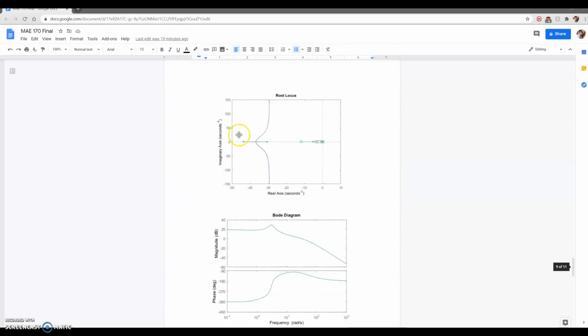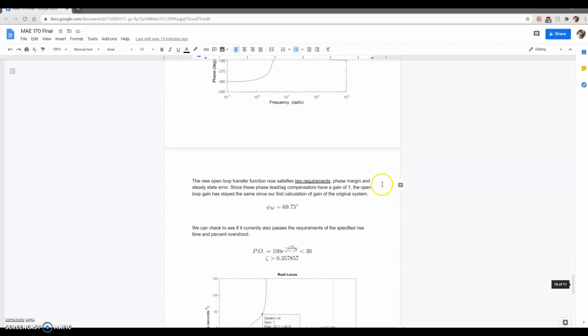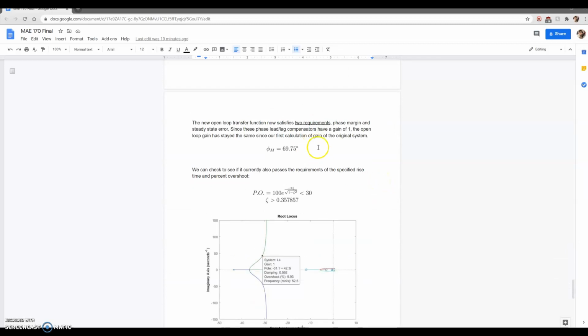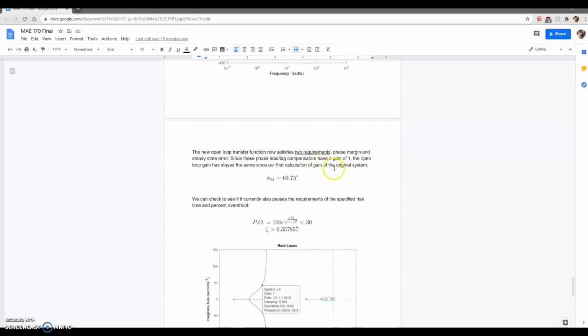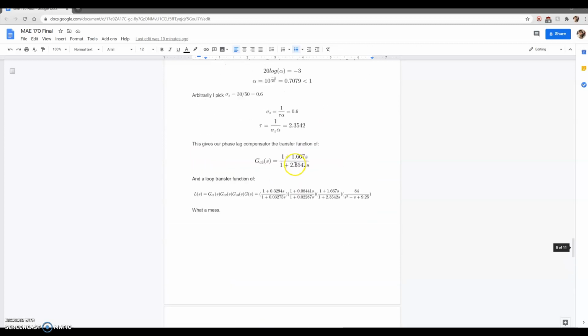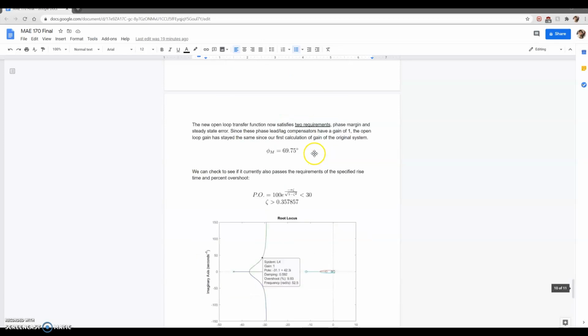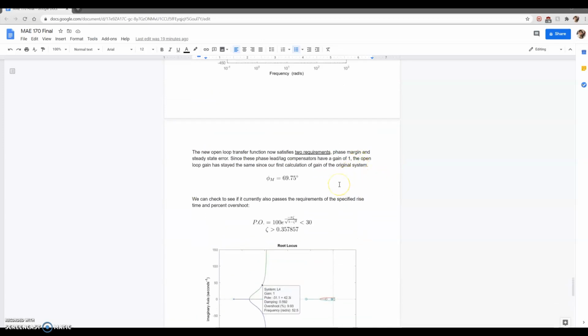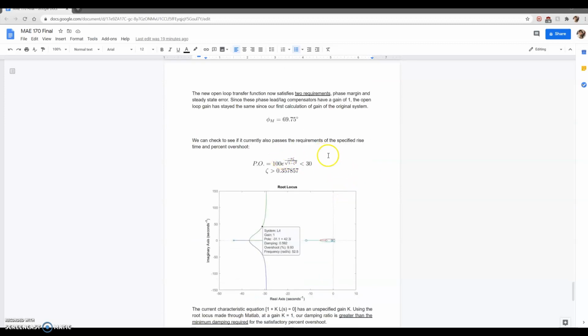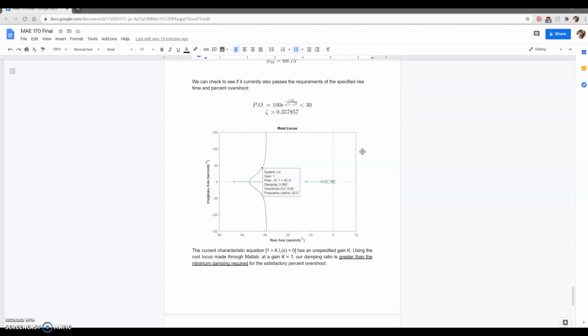So now, here are the plots. Now the phase margin is 69.75 degrees, and it also satisfies the steady state error because we didn't change the gain, because a phase compensator in this format does not change the steady state error. So it satisfies the steady state error and the phase margin requirements. Now we can check to see if it satisfies the other two requirements, and we should do this before having to add another compensator.